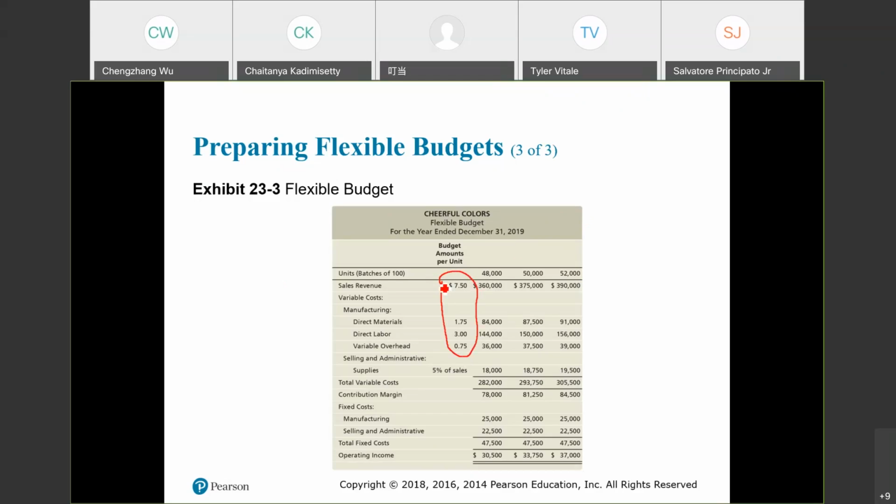The budgeted sales price per batch is $7.50. Budgeted variable costs are $1.75 for direct material, $3 for direct labor, and additionally 75 cents for variable manufacturing overhead, and another 5% of sales as the supply cost.